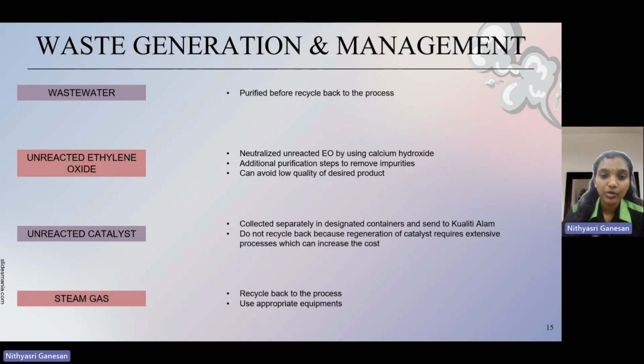Wastewater should be purified before recycling back to the process. Next, neutralize unreacted ethylene oxide by using calcium hydroxide. This is an additional purification step to remove impurities to avoid low quality of the desired product, because the concentration of ethylene oxide can affect final product purity. Furthermore, the unreacted catalyst is collected separately in designated containers and sent to quality control. We do not prefer to recycle the catalyst because regeneration of the catalyst requires extensive processes which can increase the cost. Lastly, the steam gas will be recycled back to the process by using appropriate equipment.